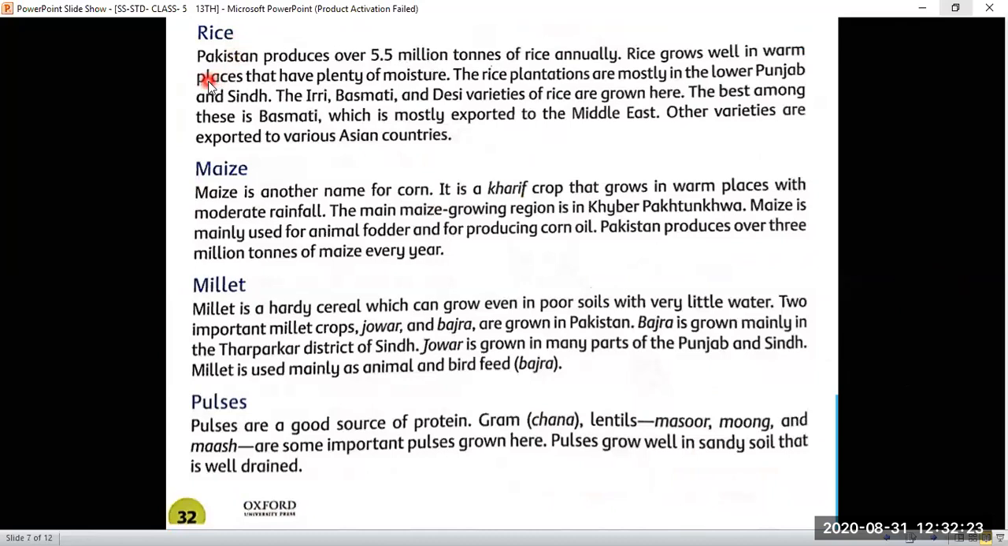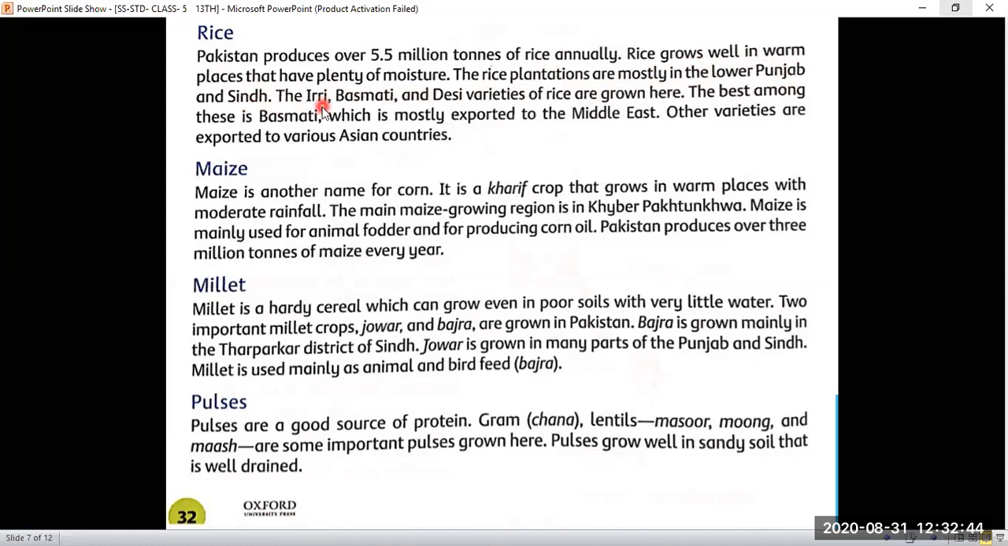Rice. Pakistan produces over 5.5 million tons of rice annually. Rice grows well in warm places that have plenty of moisture. The rice plantations are mostly in the lower Punjab and Sindh.